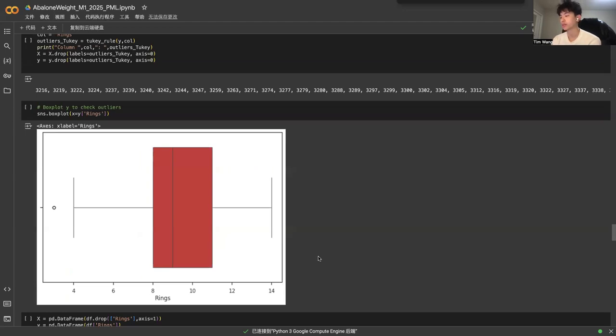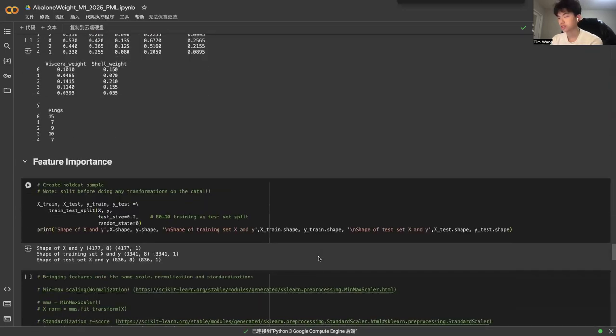standard deviation of 1. That was particularly important for models like SVR and neural networks, which are really sensitive to feature scales. Finally, the data set was split into training and testing subsets using an 80 to 20 split. And test validation ensures that the models are evaluated on unseen data, reducing the risk of overfitting.